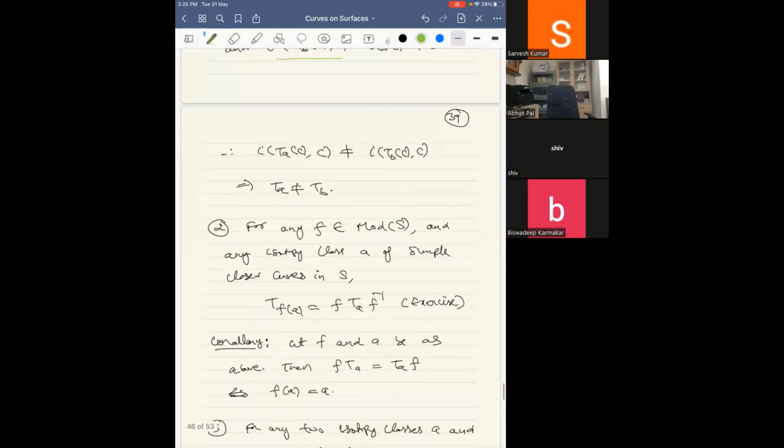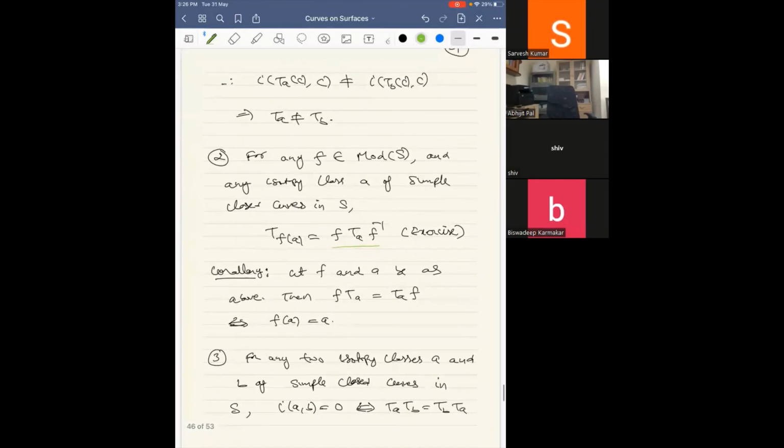This is a very easy exercise you can do. If you conjugate a Dehn twist by a mapping class group element, this is just like a change of reference point. You can choose a curve whose isotopy class is A, let's say alpha. Then what this is, is just the Dehn twist around f of alpha. This is easy to see by the way we define the Dehn twist.